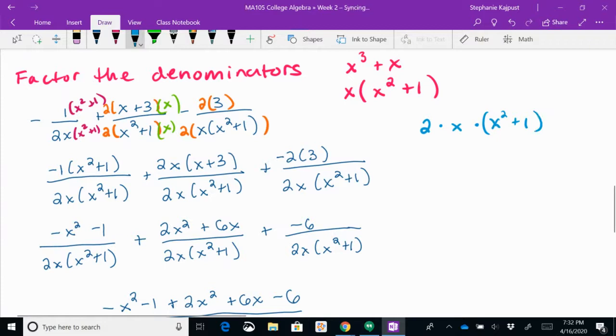So we're not actually distributing, multiplying by the x and the x squared plus 1, because it's not a plus or minus in between those two. It's a multiplication in between those two, so it just kind of gets stuck together. If there was a plus or minus between the x and the x squared plus 1, then you would have to multiply it by both. But if it's not there, then it's just kind of attached. They're all just multiplied together.